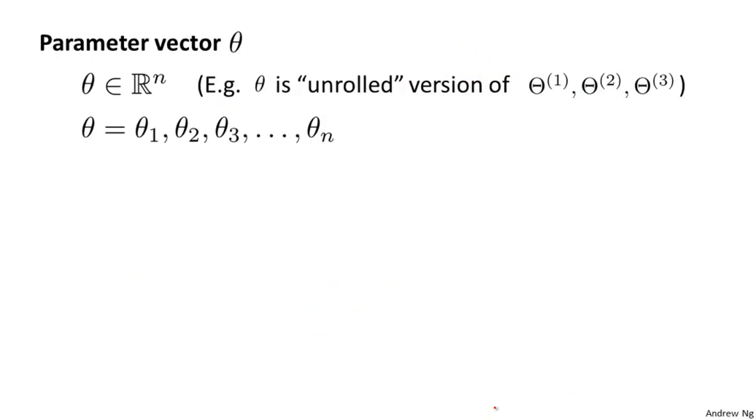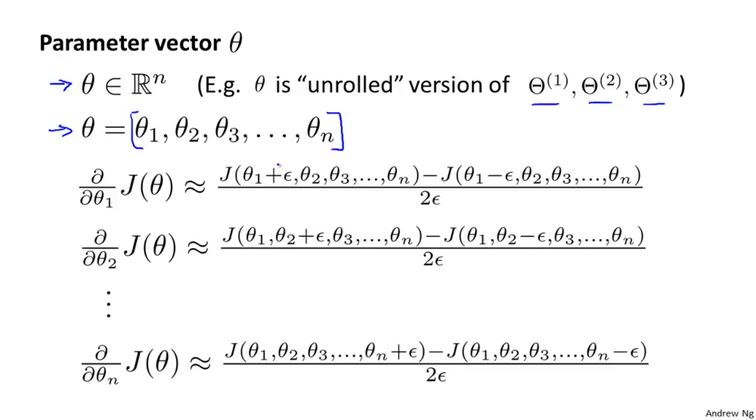Now, on the previous slide, we considered the case of when theta was a real number. Now let's look at a more general case of when theta is a vector parameter. So let's say theta is in R n, and it might be an unrolled version of the parameters of our neural network. So theta is a vector that has n elements, theta 1 up to theta n.